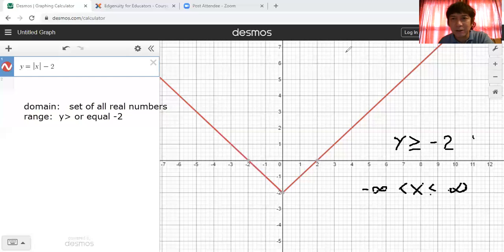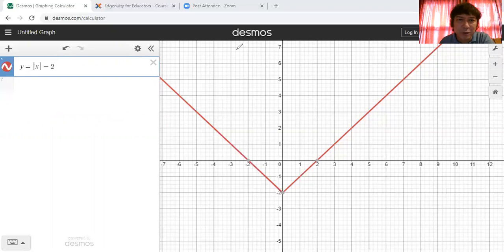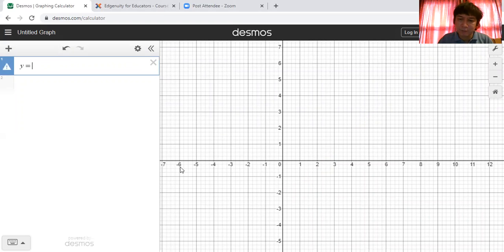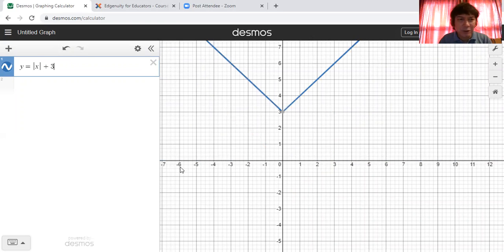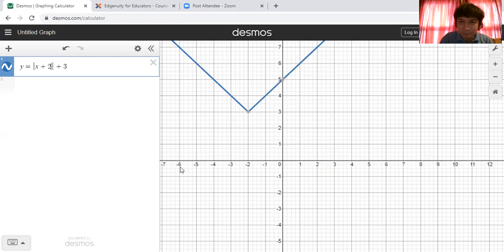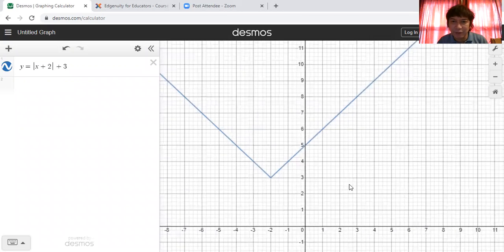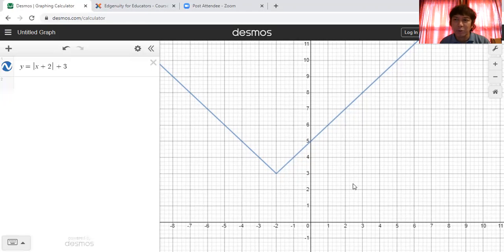We can have some more, just one last example for you to see. Let's say we do something like this: y is equal to the absolute value of x, and then we have +3, and say we have a +2 inside there. This is the graph of that particular absolute value function, and you can readily see the domain and the range.